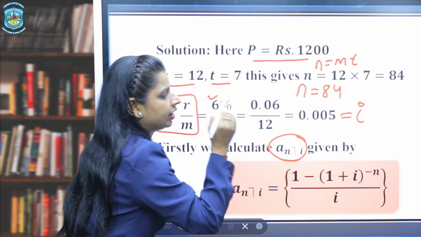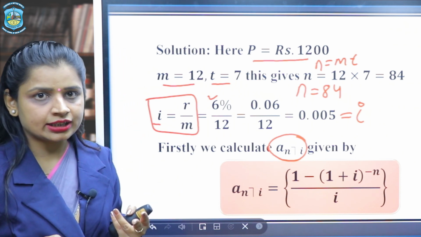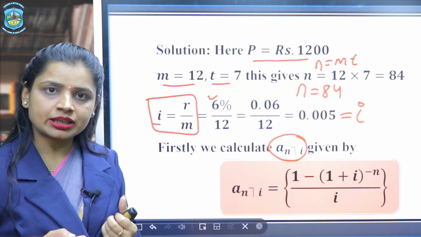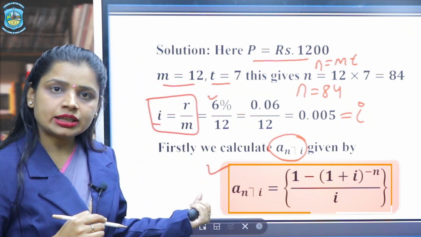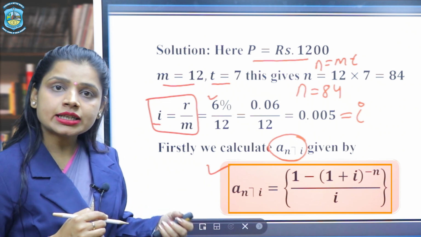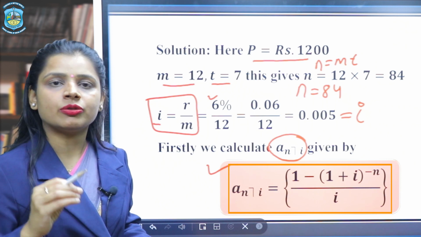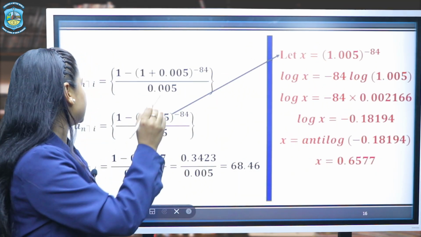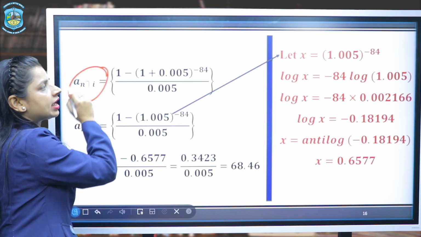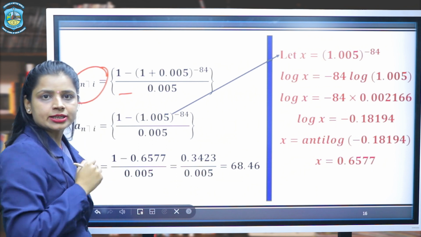Now we can calculate the present value of an annuity, but before that we have to find the value A n angle at i. Again we have two different techniques. One is mathematical, we can apply this formula to get this value, and another is to use the table of present value of an annuity. In the formula of A n angle at i, we substitute the value of N and i, and we get this expression.